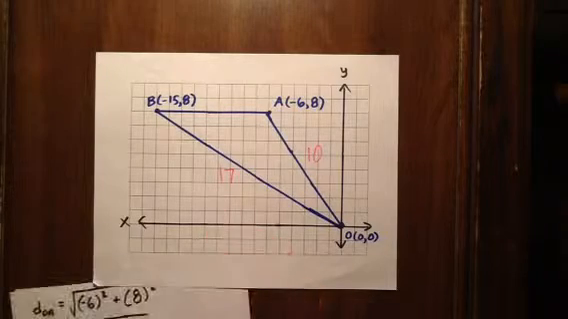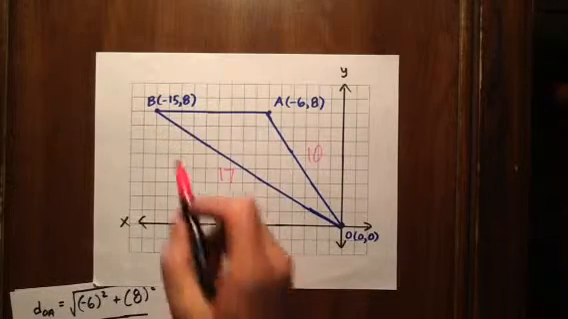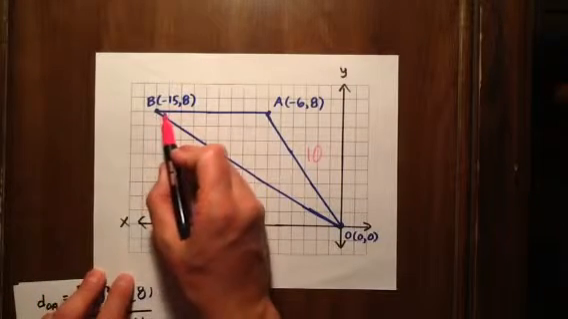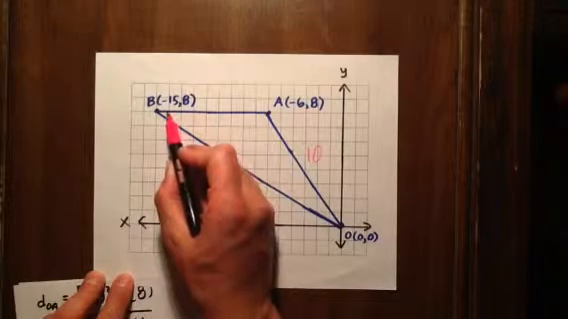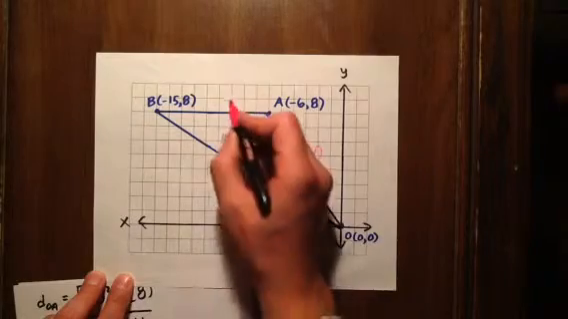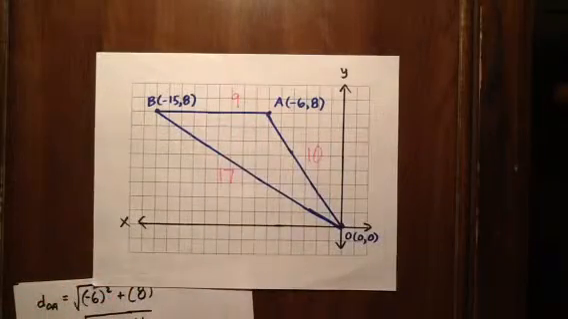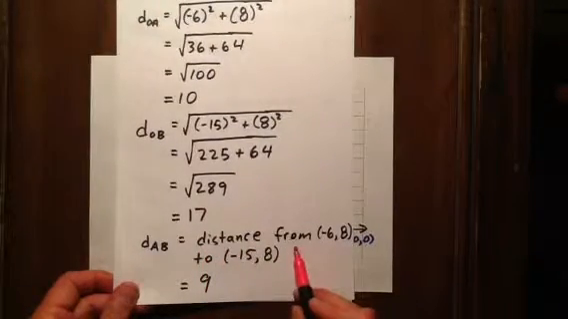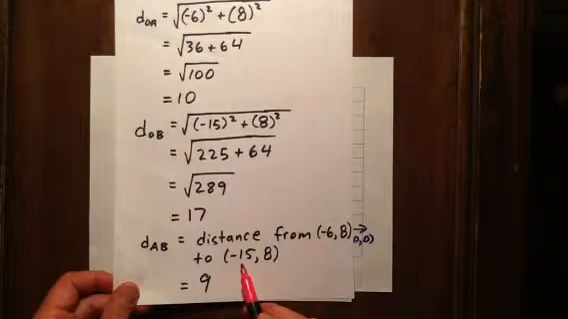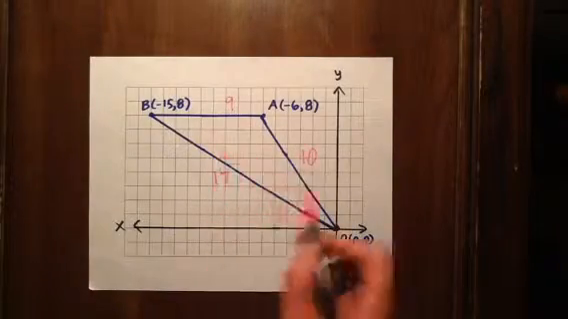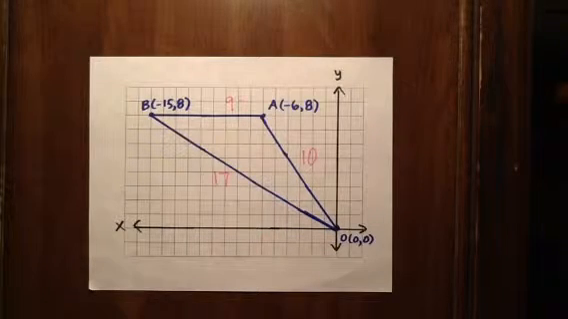Now we want to know this next side length. And that side length is really easy. We actually just count squares. 1, 2, 3, 4, 5, 6, 7, 8, 9. That's 9 units long. You could think of it algebraically, though, just by common sense. The distance from (-6, 8) to (-15, 8) is 9 units. But anyways, you get this as your diagram now of your triangle.